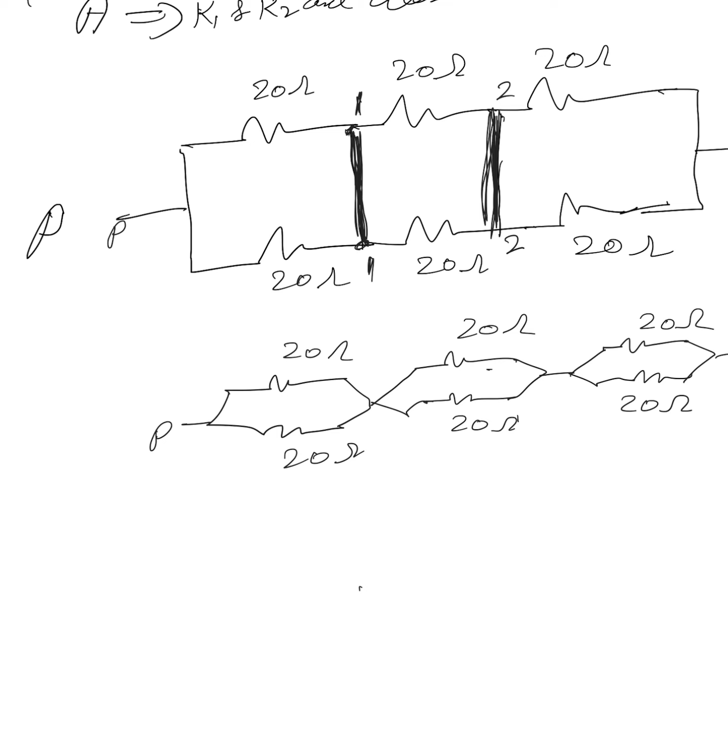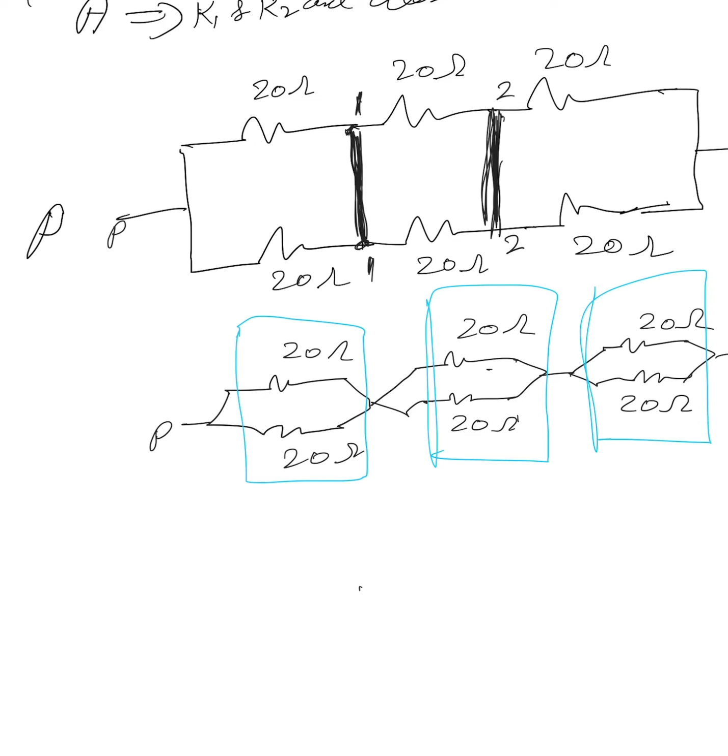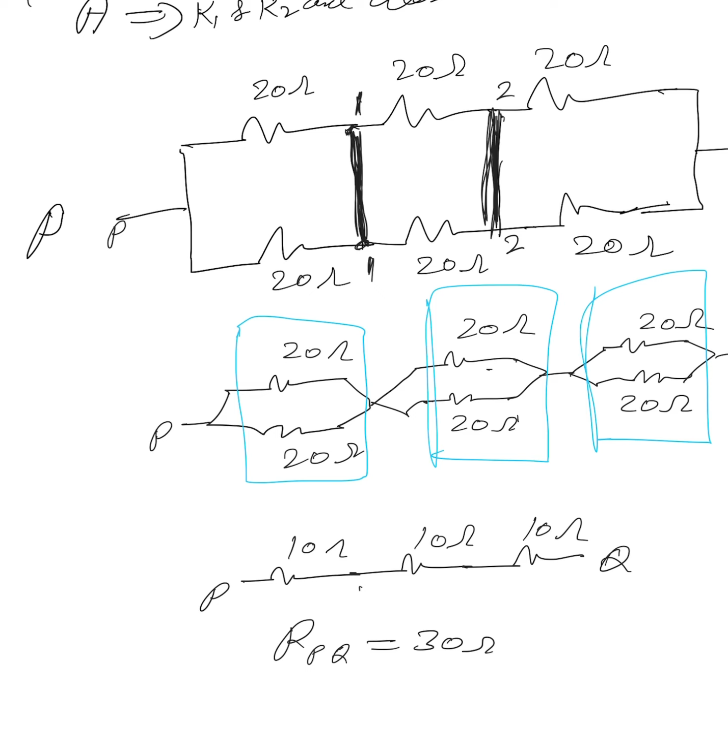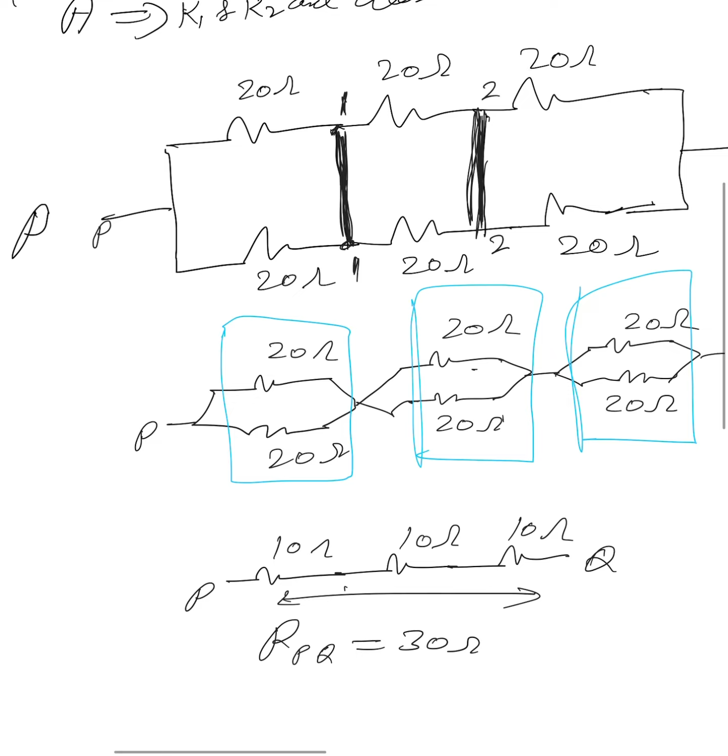Now after that you can say that these two are parallel and both have the same resistance. Same thing, these two are parallel and these two are parallel. So the parallel combination, 20 by 2, is 10 ohm. Here also 10 ohm and here also 10 ohm. So here P and here Q. So R of PQ you can say is 30 ohm, because these three resistances are in series. Okay, clear or not?